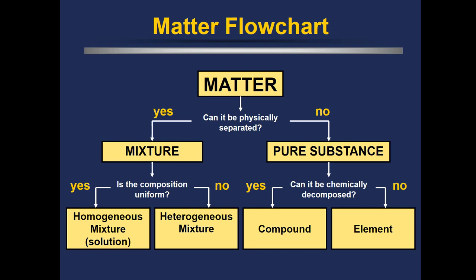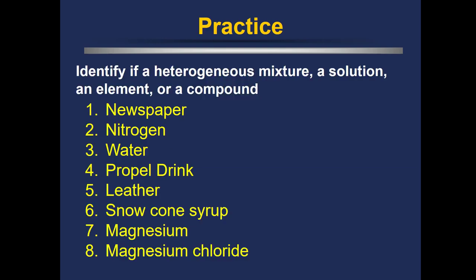All right, matter flow chart. Again, here it is. We can separate matter into mixtures and pure substances. Pure substances include elements, which will be found on the periodic table, and compounds, which are made up of elements. And then mixtures: if it's uniformly mixed, we call it a solution or homogeneous mixture. Most things in our world are heterogeneous mixtures because we see different phases or different colors or different components.